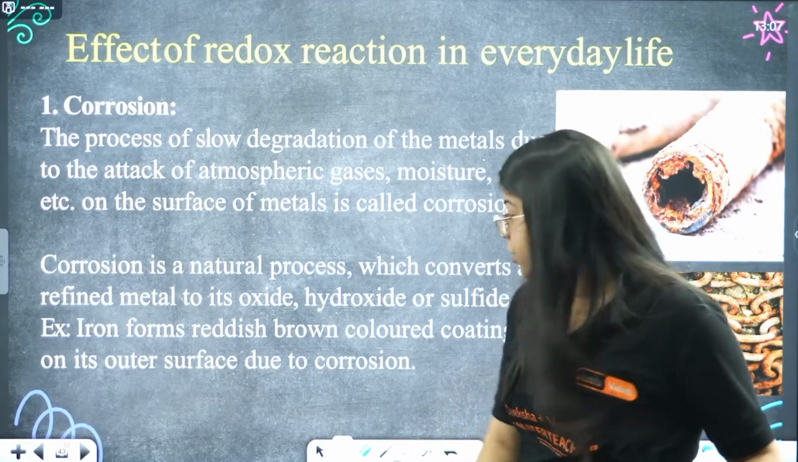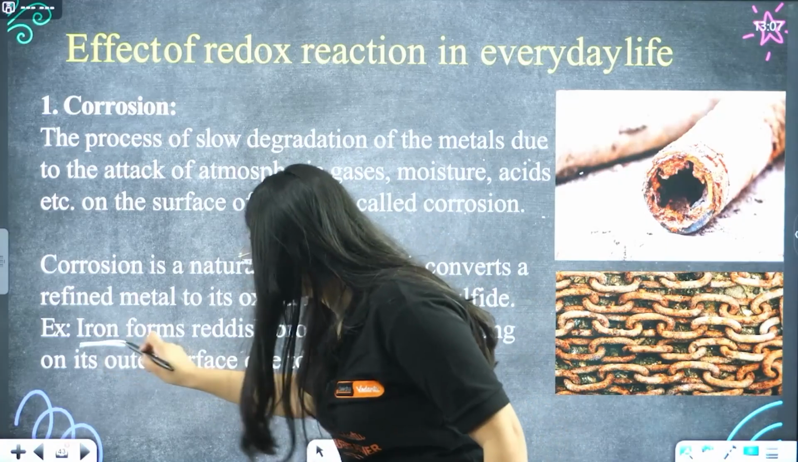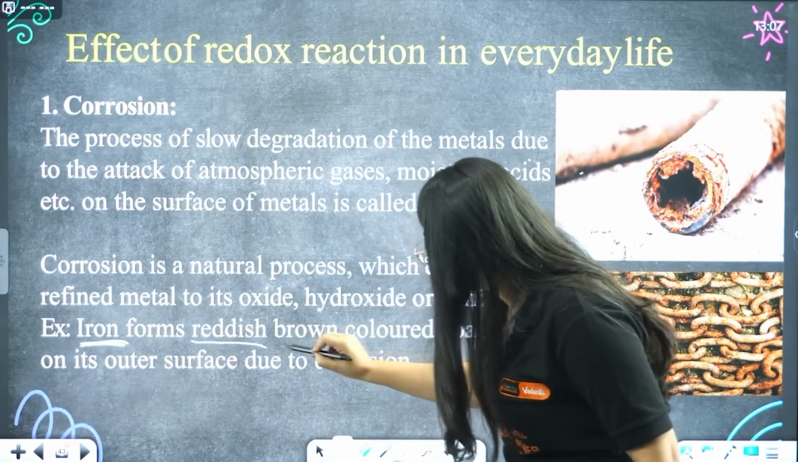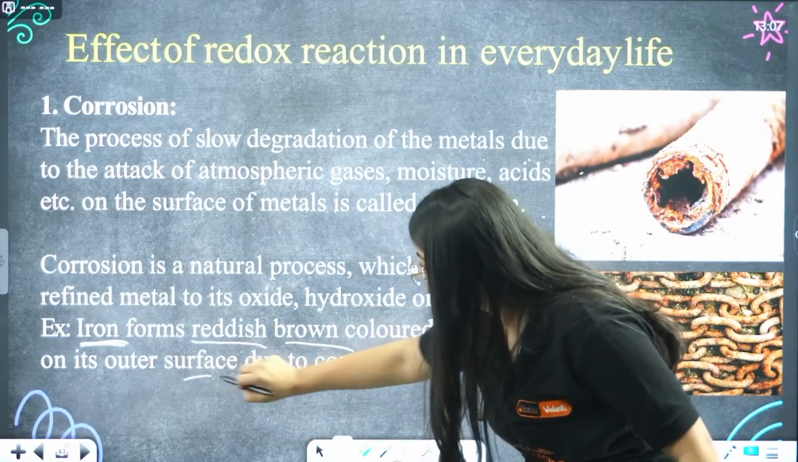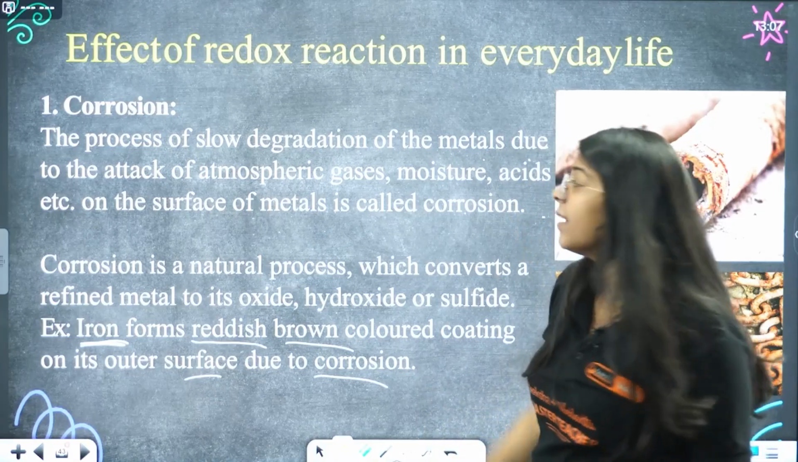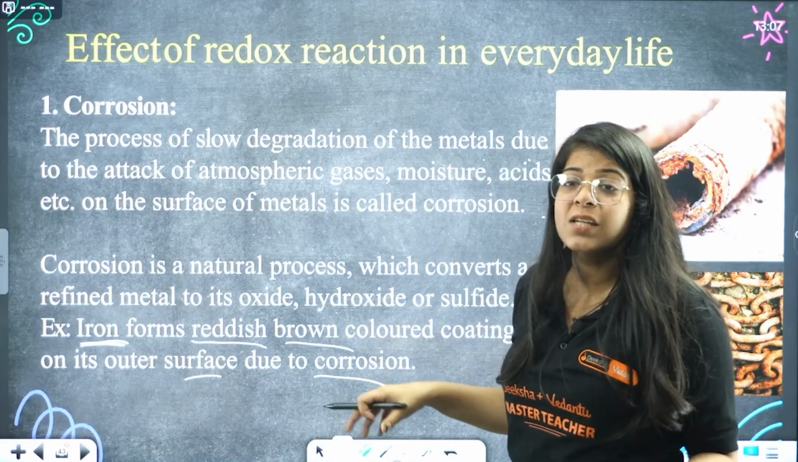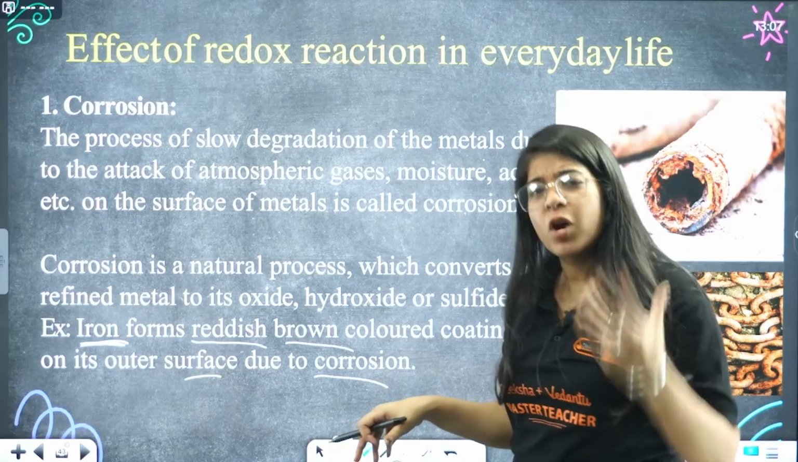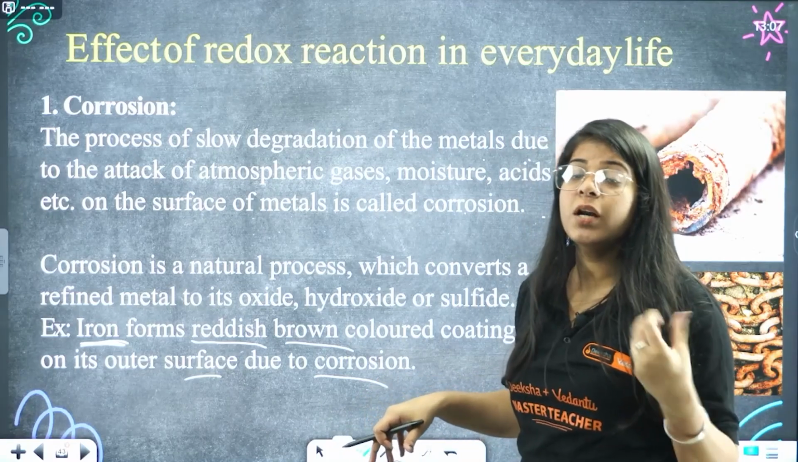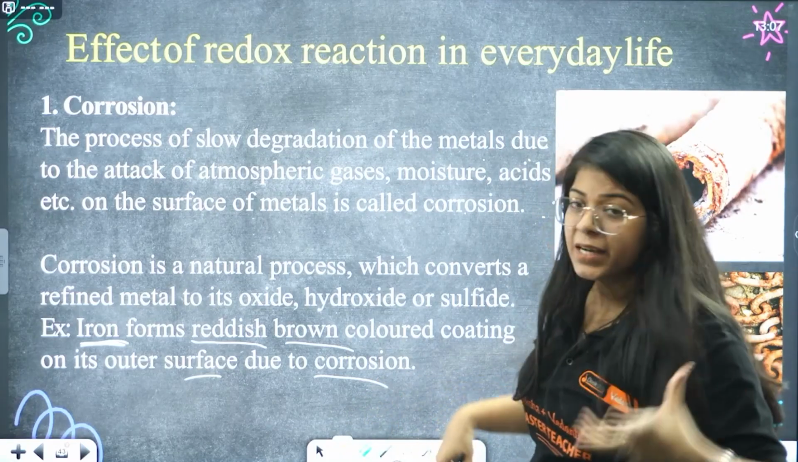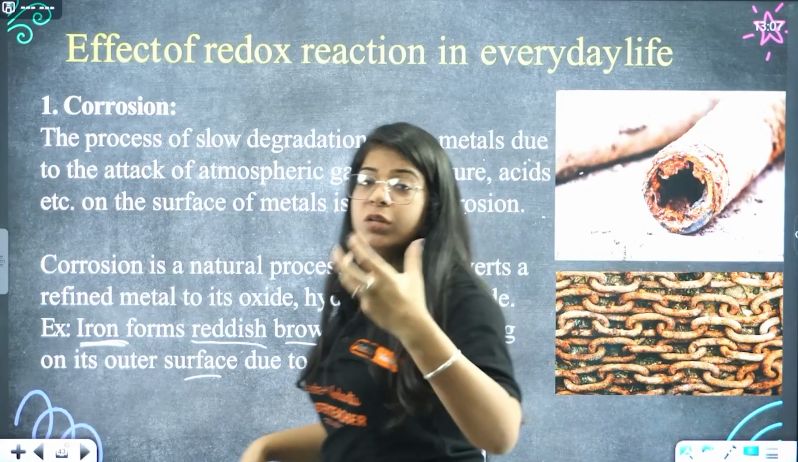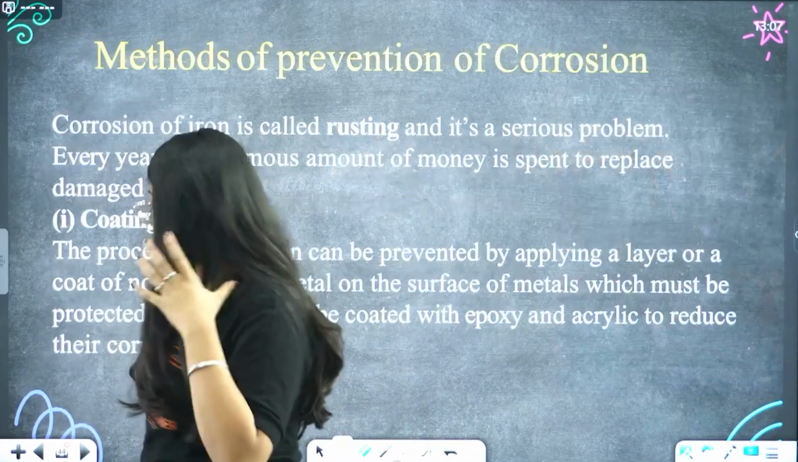Understood? Iron forms a reddish brown coating on its outer surface called corrosion. So how will you write? The process of slow degradation of metal due to the attack of atmospheric gases or atmospheric moisture and acids is called corrosion. Example, the reddish brown coloring on the outer surface of iron is called corrosion, right?